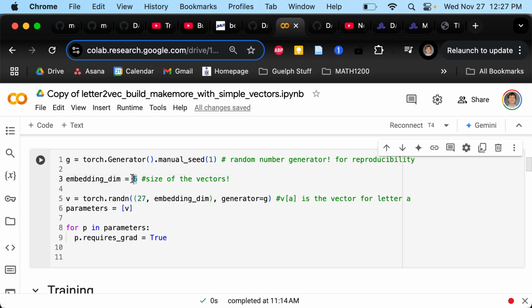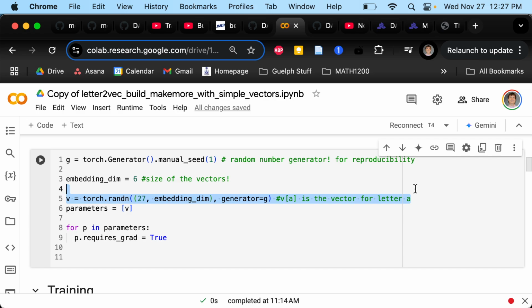I made the embedding dimension 6. You can change this to anything you want. Of course, if you make it very big, it has a lot more room to learn with, but maybe it spreads things out and will start to overfit. So there's a balance to be had. This is like a hyperparameter you would tune by trying different values and seeing what is the best. So I went with 6 dimensions, and this vector V is exactly the embedding matrix. It's 27 by 6, so 6-dimensional inputs, and VA is the vector for letter A.